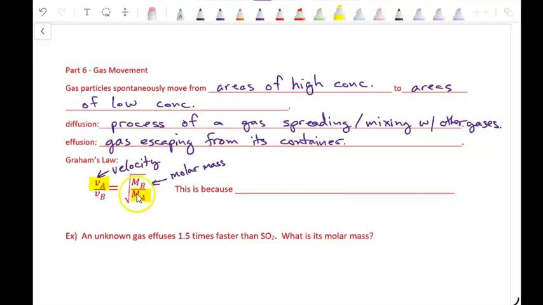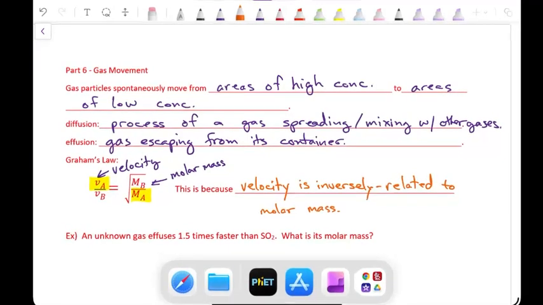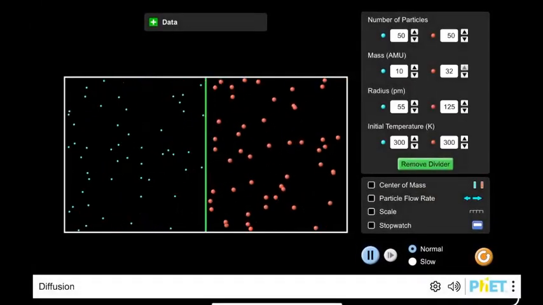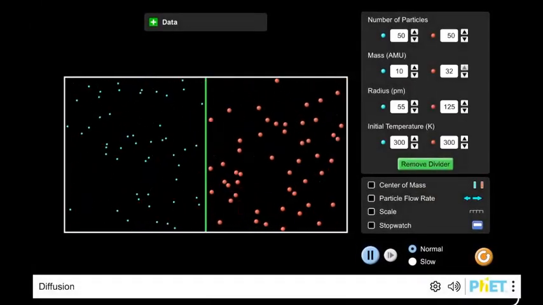And the reason that its velocity is on top on one side and on the bottom on the other is because velocity is inversely related to molar mass. Now here's what I mean by that. If I go back to our model, we'll reset the divider, right? Let's look at them separately.